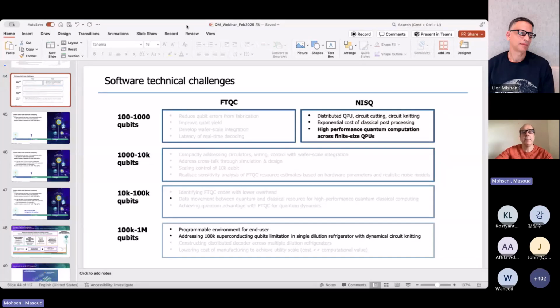So let me go to kind of discuss our software and algorithmic challenges. As we scale from hundreds of qubits to millions of qubits, there are various challenges, and I'm going to focus here on how to perform distributed quantum computing with HPC integration.